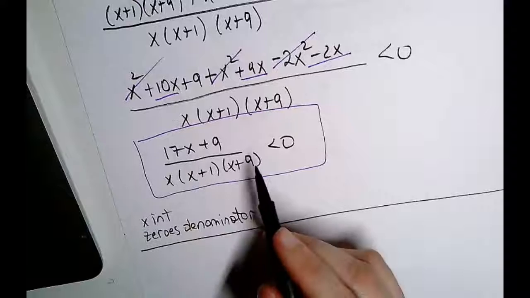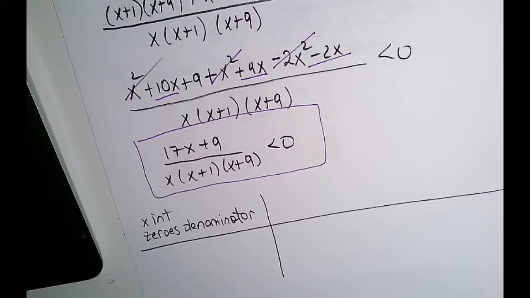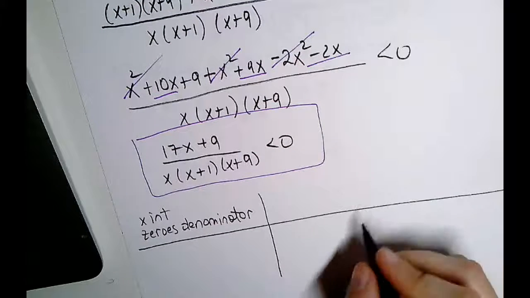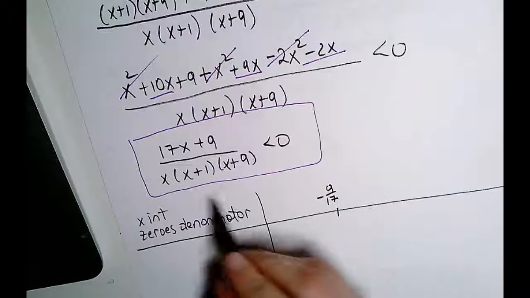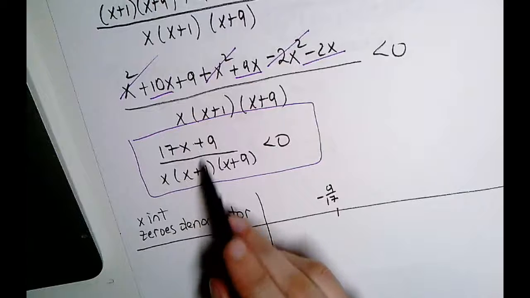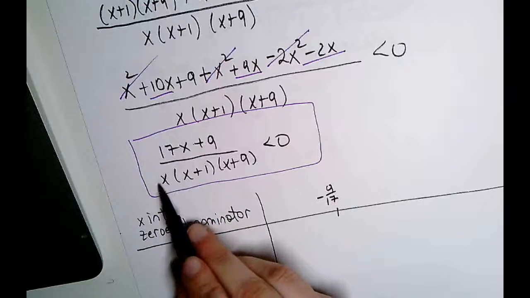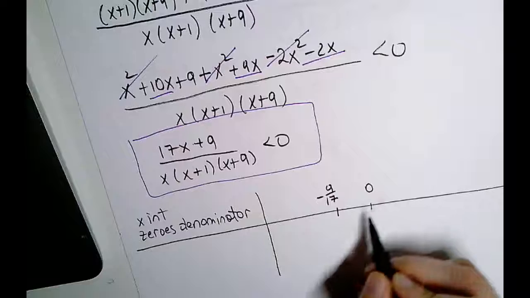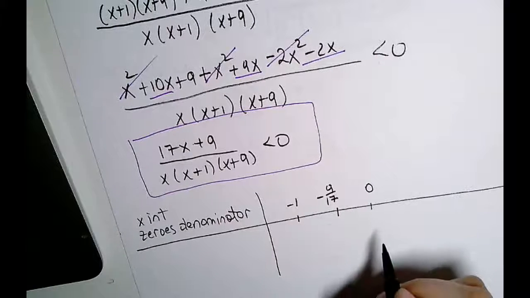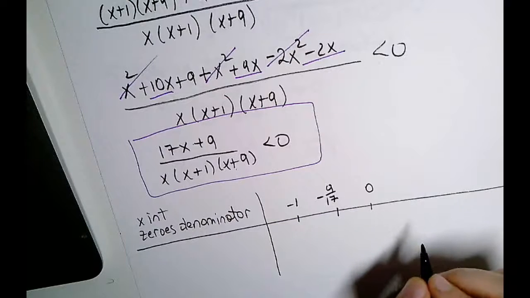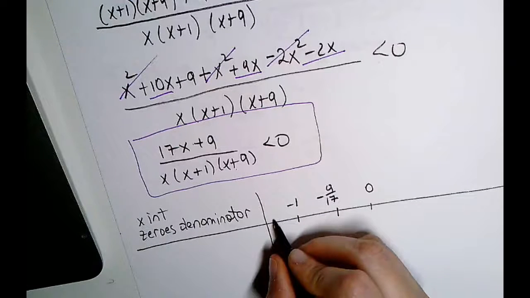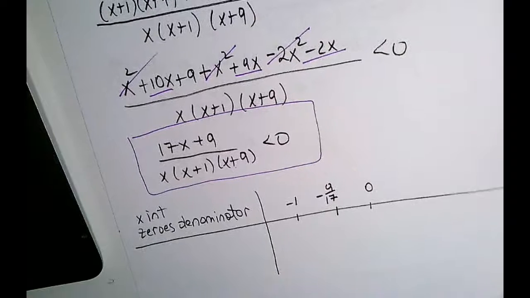The x-intercept is negative 9 over 17, and that's negative 0.52. So negative 9 over 17. That's the x-intercept. The zeros of the denominator are going to be x equals 0, x equals negative 1, and x equals negative 9. I'll have to redo this.